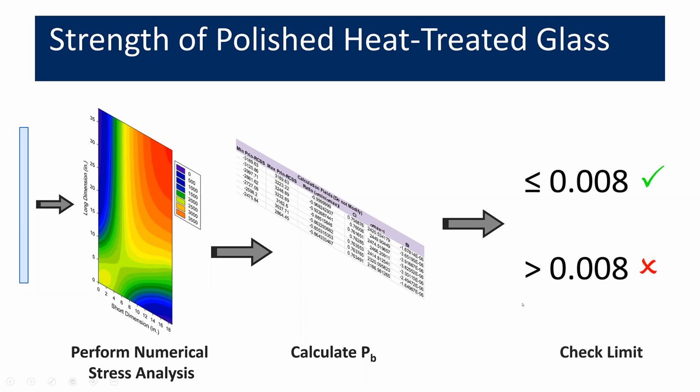Once we have that, then we check this criterion that's built in the standard of 8 in 1,000. And so if our probability of breakage comes out to be less than or equal to 8 in 1,000, then we're good to go for our design load. If it's greater than 8 in 1,000, then the design does not work and we have to make some sort of change. So this limit's going to become important to us when we look at our test cases here in a minute.